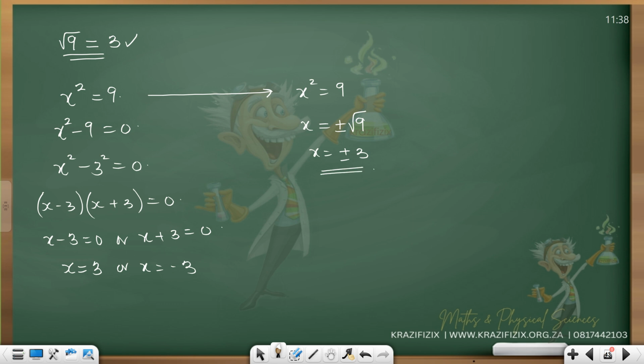Only when I'm solving. That was the secret there. Okay, so please take note. If you are the one introducing a square root, you must put plus or minus. Are we good?